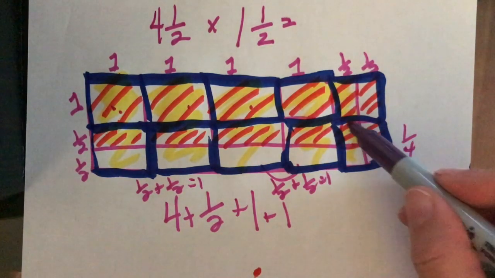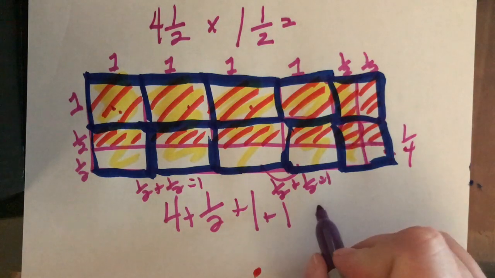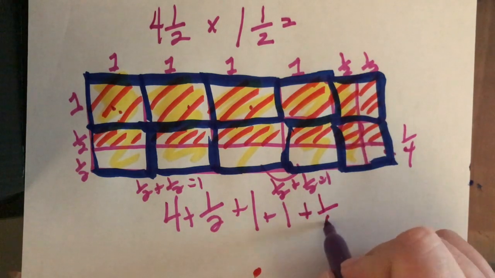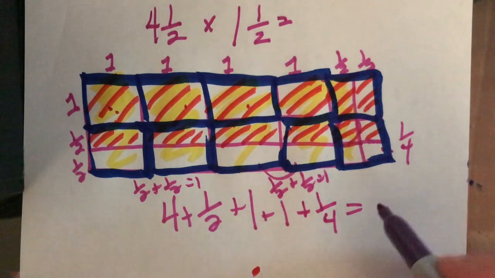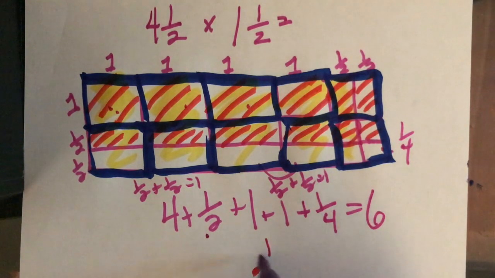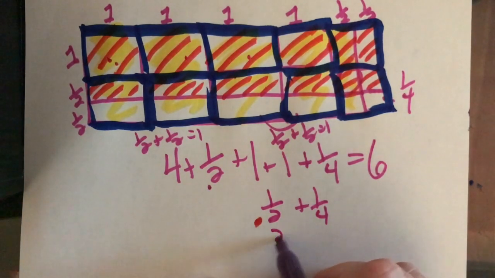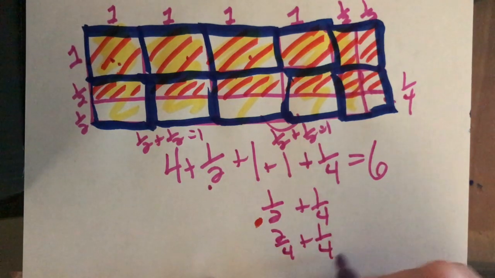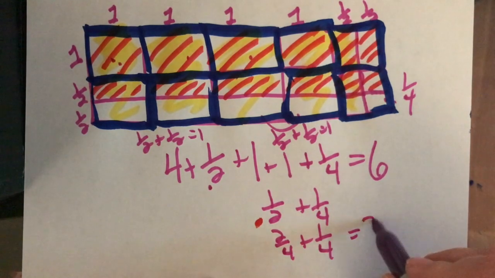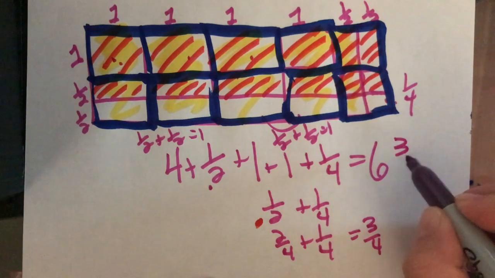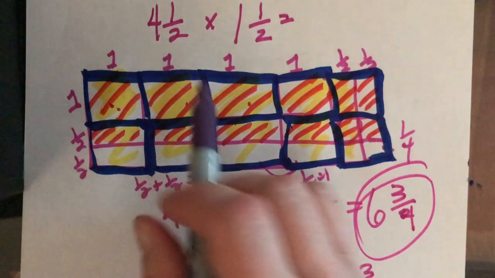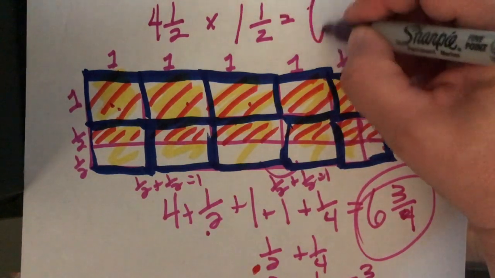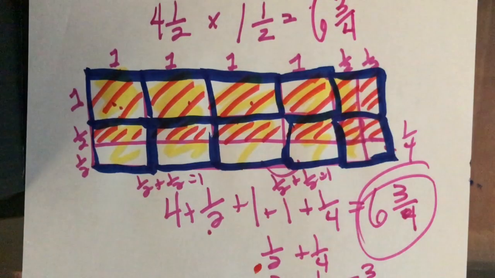And out of my 4 4ths, I have 1 right there that's colored both ways, so that's 1/4. Now if I put this all together, I have 4, 5, 6 wholes, and then 1/2 plus 1/4. Well, 1/2 is equal to 2 4ths, so 2 4ths plus 1/4 is equal to 3 4ths. So altogether, this makes 6 3/4. So 4 1/2 times 1 1/2 is equal to 6 3/4.